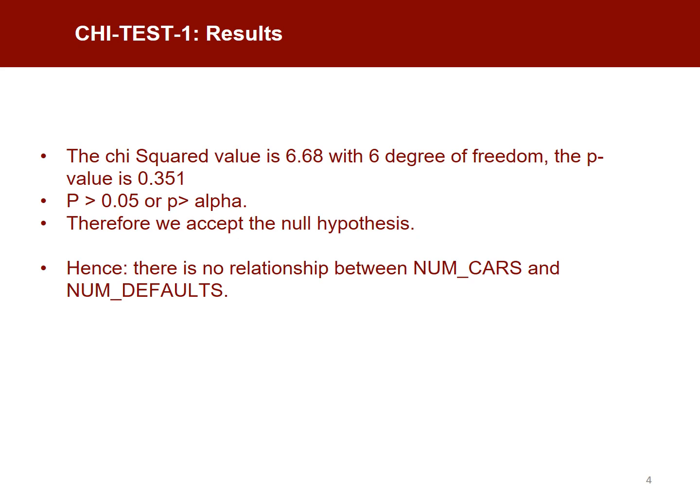By doing this, we see the chi-square value is 6.68 with 6 degrees of freedom. The p-value is 0.351. The p-value is greater than 0.05, or the p-value is greater than alpha. Therefore, we accept the null hypothesis. Hence, there is no relationship between the number of cards and the number of defaults.